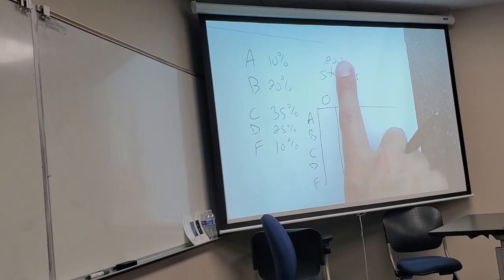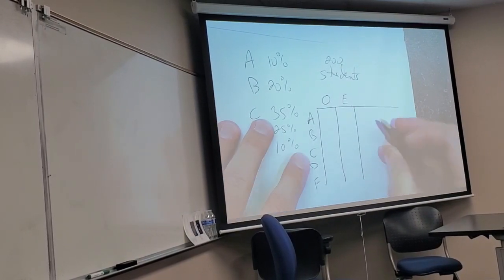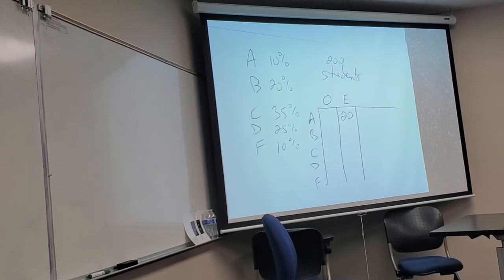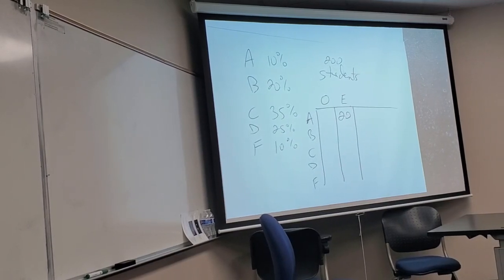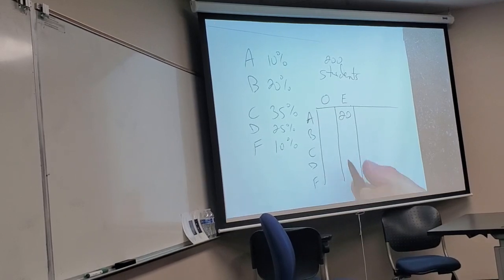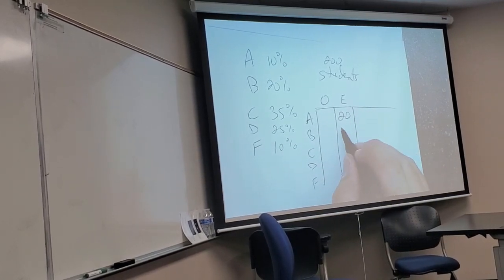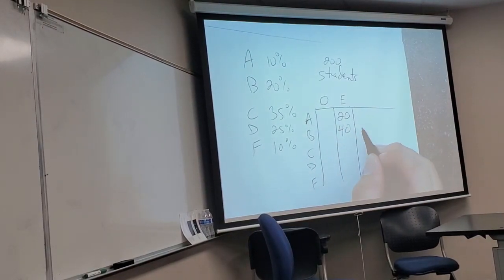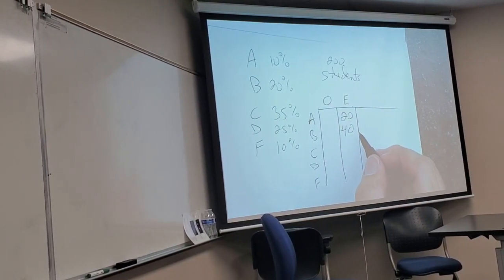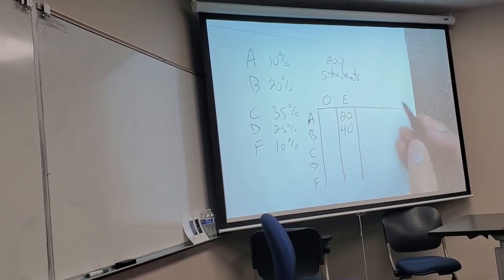200. So I'd expect to see 20. Is everybody with me? Does everybody see where 20 came from? I expect 10%. I took 200. I expect to see 20 A's. All right, keep going. How many B's do I expect to see? 40. Is that cool? How many C's do I expect?